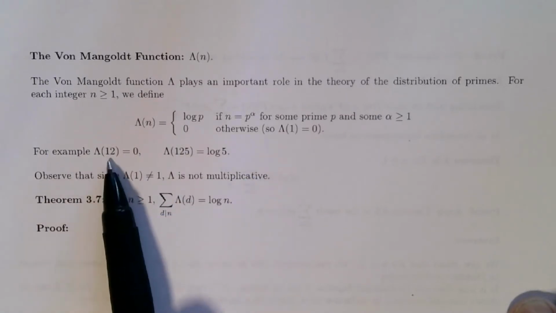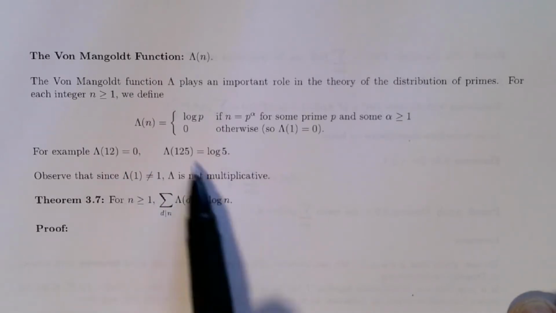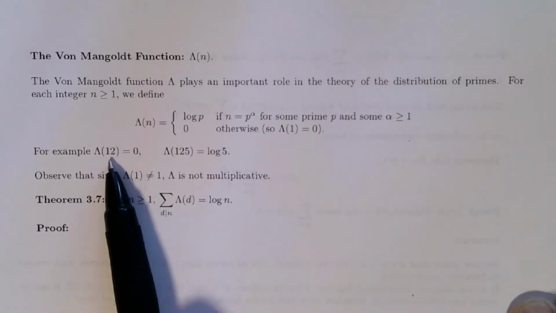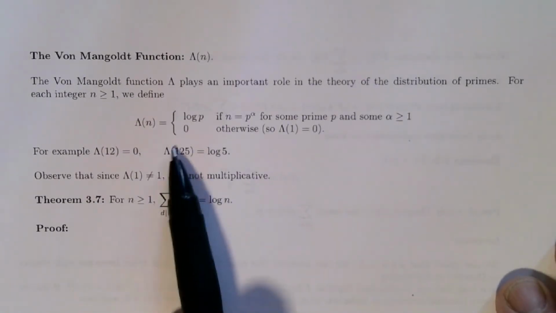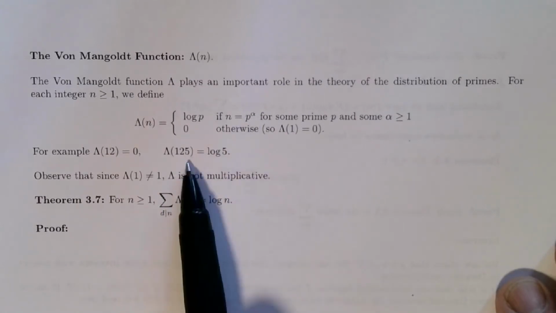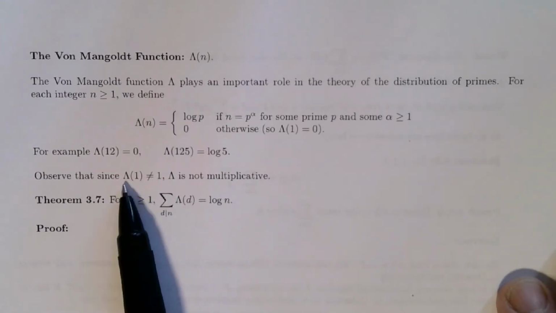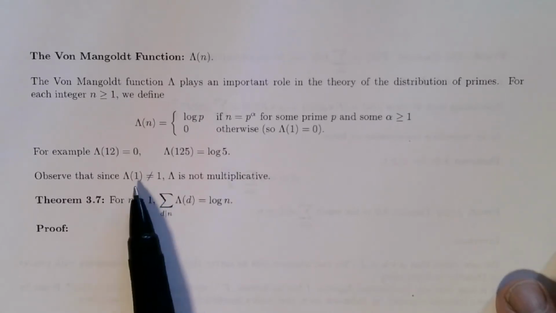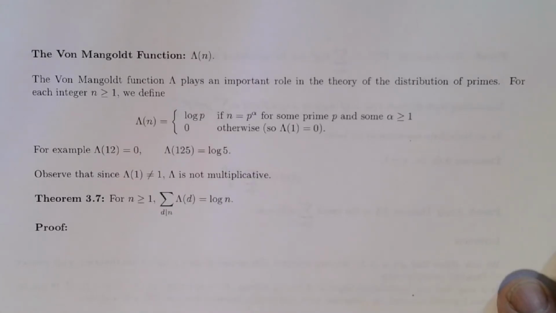So capital lambda of 12 is 0 because this contains a square, so this is not a prime power, I should say. This is a product of two different primes, or a prime power times 3. And this one, 125, is 5 cubed, so it is of the form p to the alpha, and so we just take log of 5. Now notice that lambda of 1 is not 1, and we know that if a function is multiplicative, then its value at 1 is 1, so this von Mangoldt function is not a multiplicative function. It's the first non-multiplicative function we've come to.